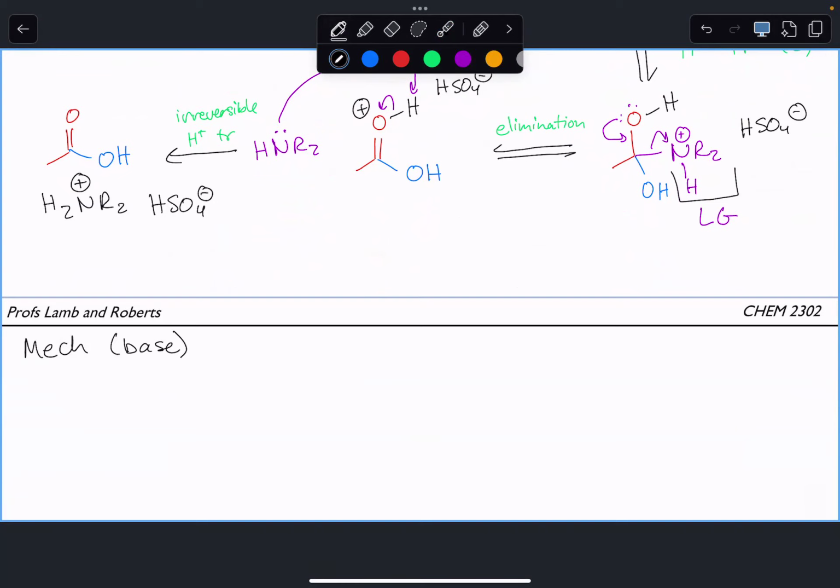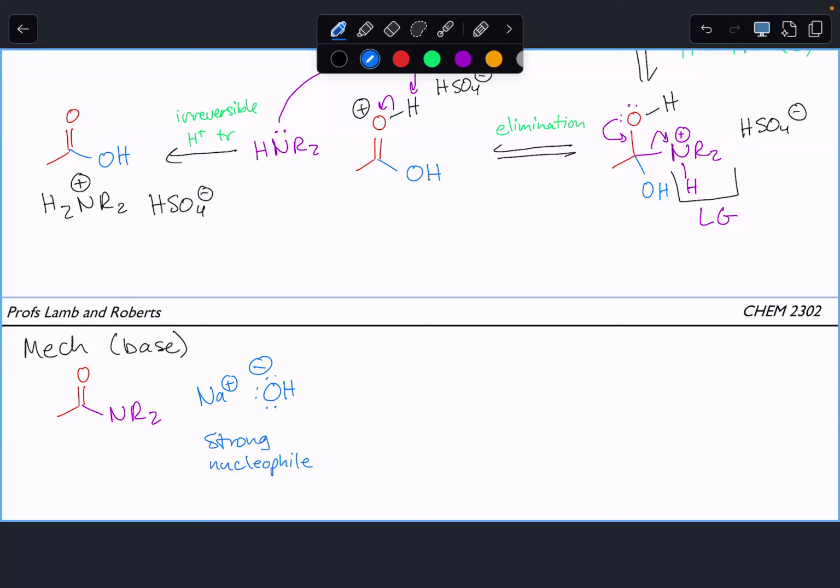All right, so basic mechanism. Again, we're going to start with our amide. Our nucleophile in this case, right, is sodium hydroxide, a much stronger nucleophile. But we do not need to make a stronger electrophile because we already have a strong nucleophile. So we also don't care about negative charges. Negative charges are fine. So we're going to do our addition step right away. Addition step, nucleophile attacks electrophile, break the weakest bond. Every time.